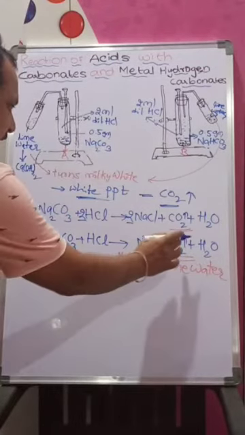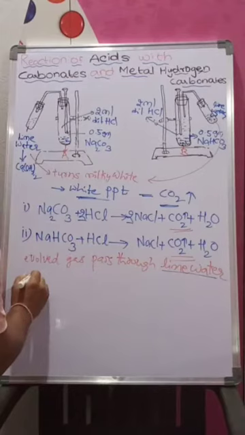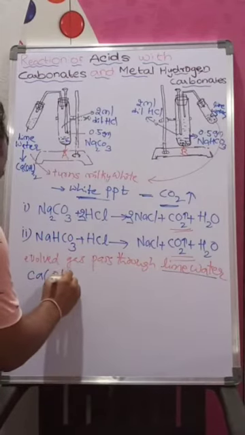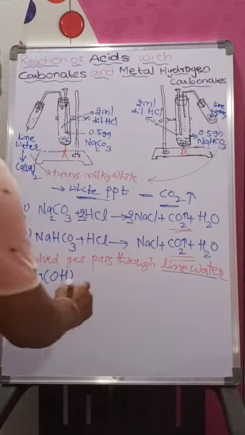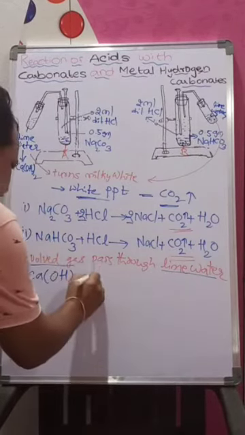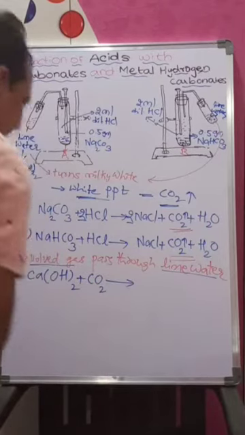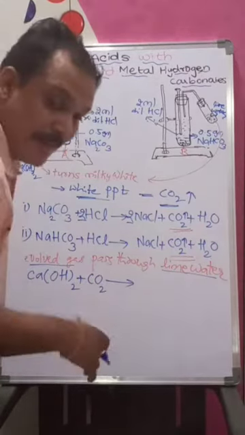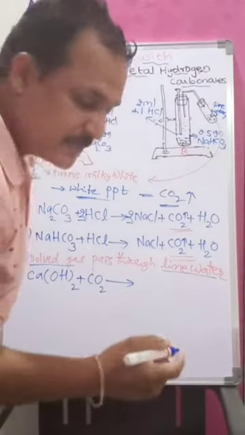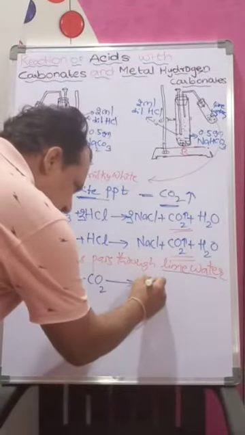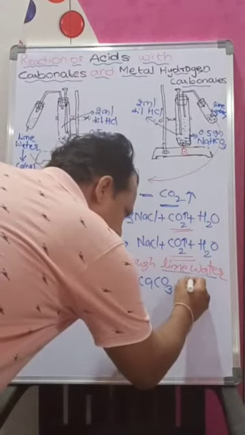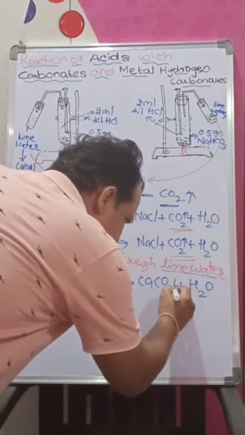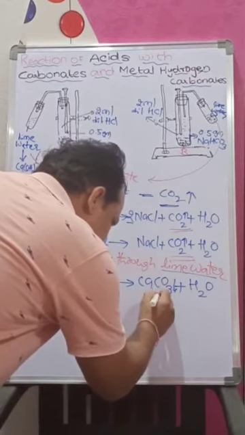That means lime water is Ca(OH)2, CaOH taken twice. So the evolved gas is CO2. It reacts and forms a milky white, a white precipitate. White precipitate means calcium carbonate, CaCO3, plus water. So this is a white precipitate.